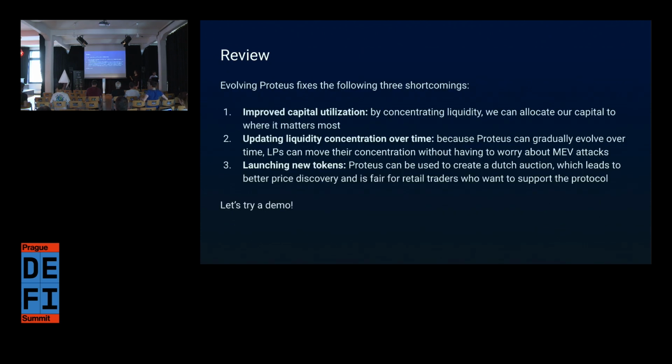Okay, let's do a quick review. Evolving Proteus fixes the following three shortcomings. Improved capital utilization: by concentrating liquidity, we can allocate our capital where it matters most. Updating the liquidity concentration over time: because Proteus can gradually evolve, LPs can move their concentration without having to worry about MEV attacks. And launching new tokens: Proteus can be used to create a Dutch auction, which leads to better price discovery, and it's fair for retail traders who want to support the protocol.